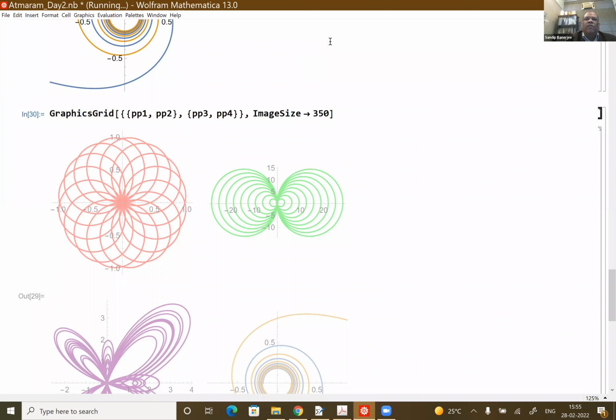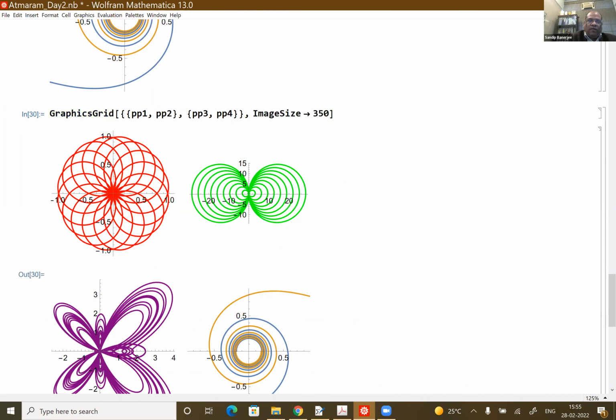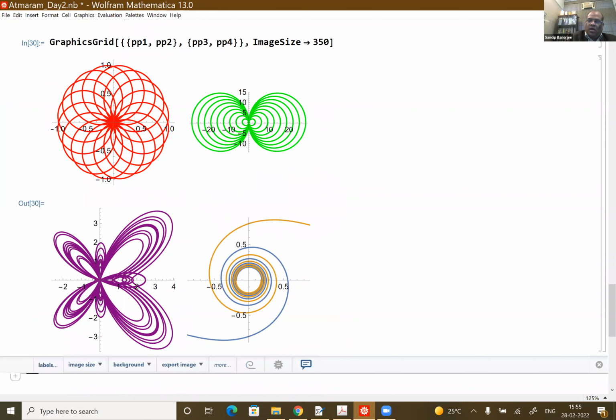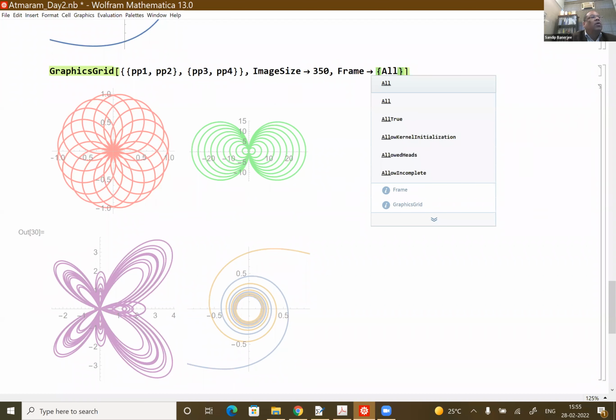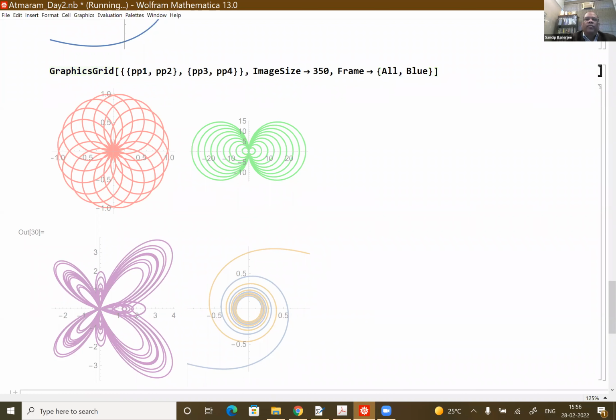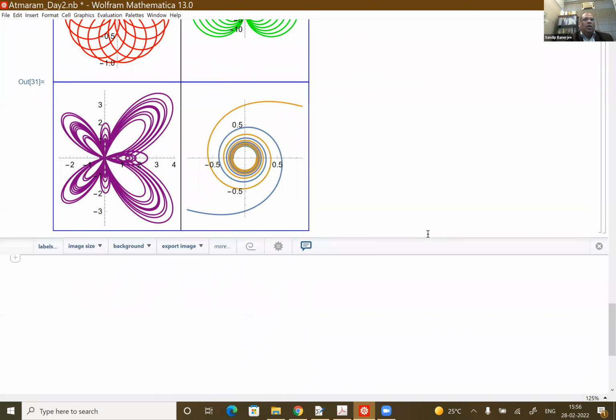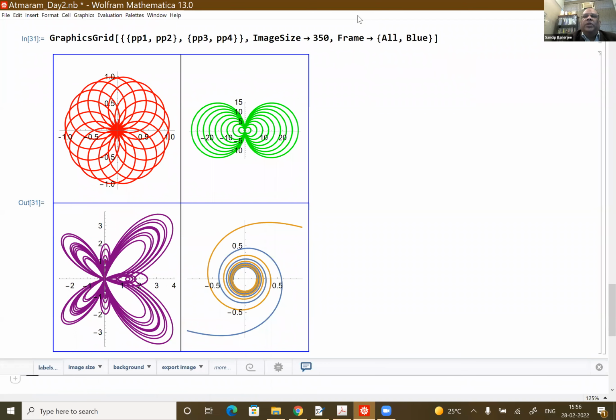If you want to put a frame, you just write Frame. And if you want it throughout, so all, and say I want to color it blue. And you got a frame with color blue. So like that. Any questions? No.